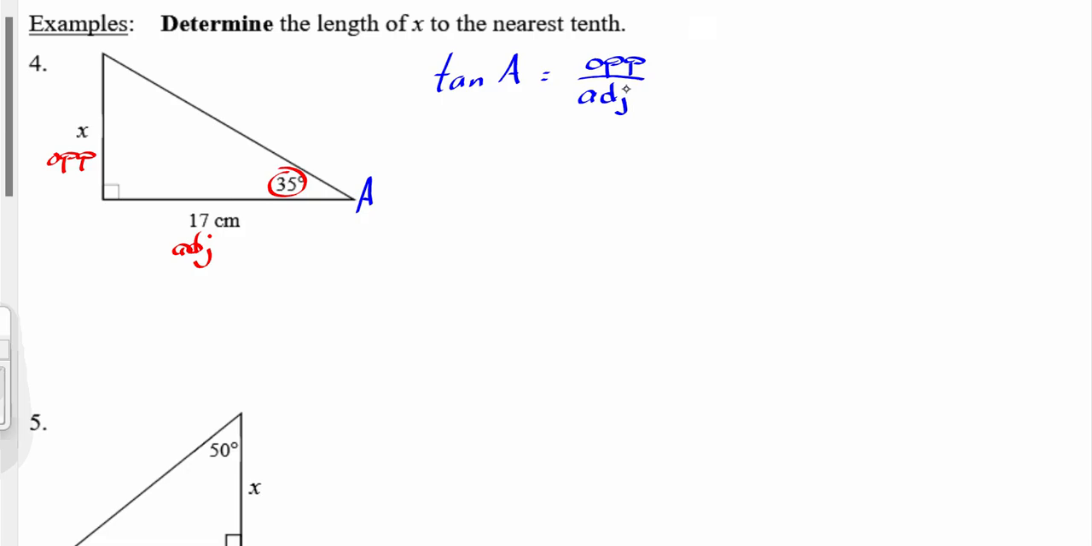And then I can fill in the numbers that I know. Tangent of 35 degrees, because I know my angle measurement now. Opposite side, I don't know. Adjacent side, 17 centimeters.